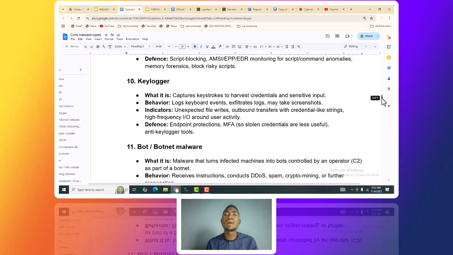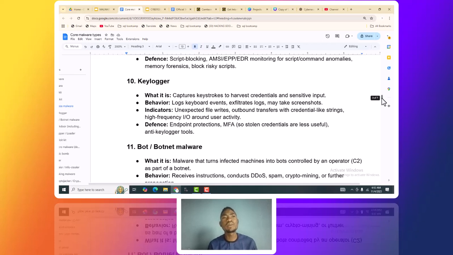Another malware is called a keylogger. A keylogger captures keystrokes to harvest credentials and steal sensitive information. Some of its behaviors are logging key events, exfiltrating the log, and maybe taking screenshots, depending on the nature of the keylogger.